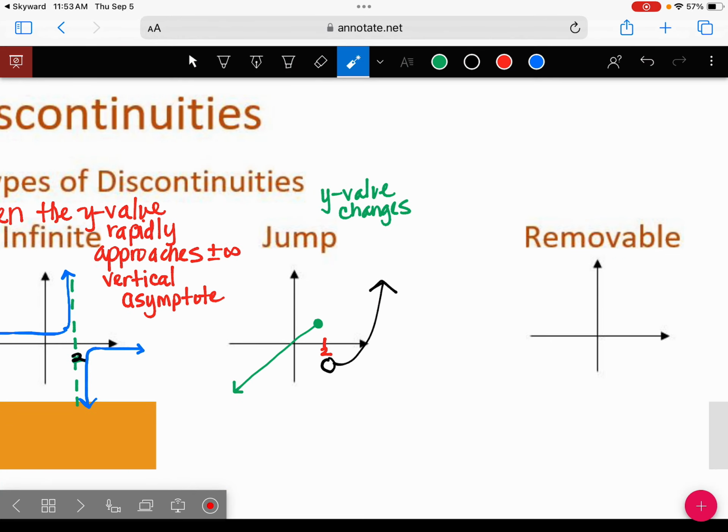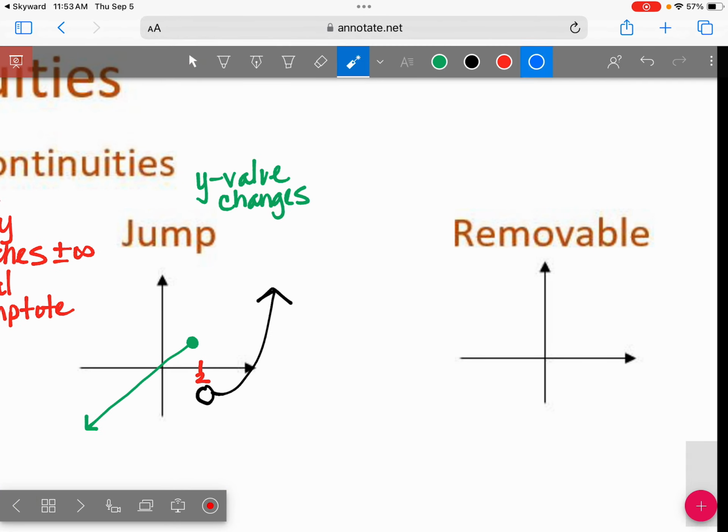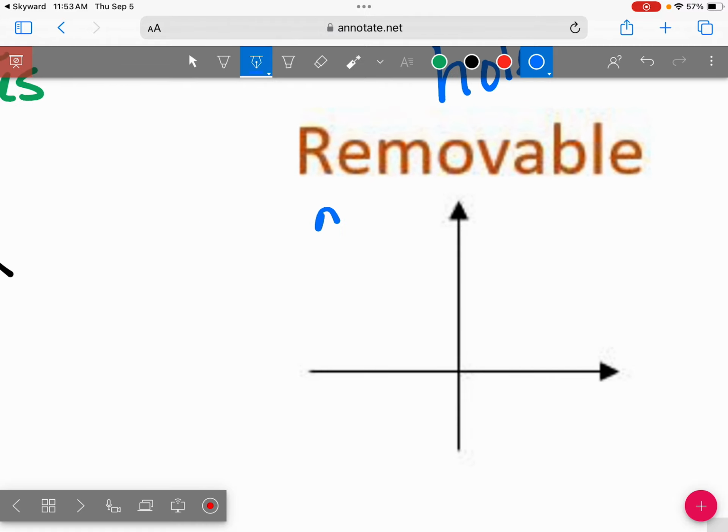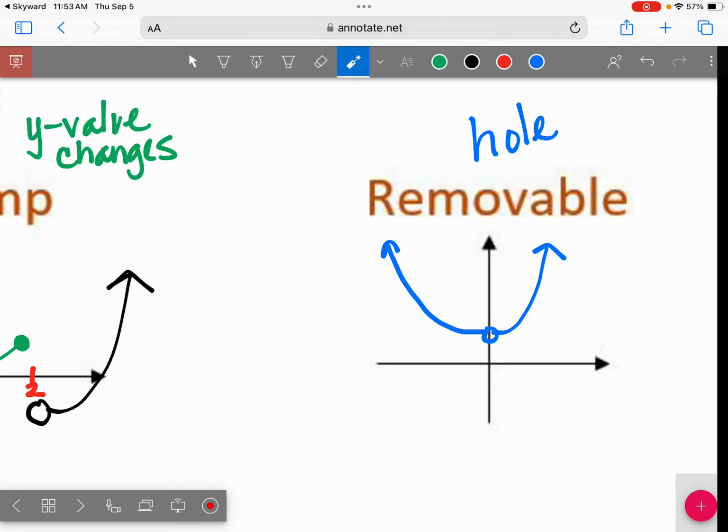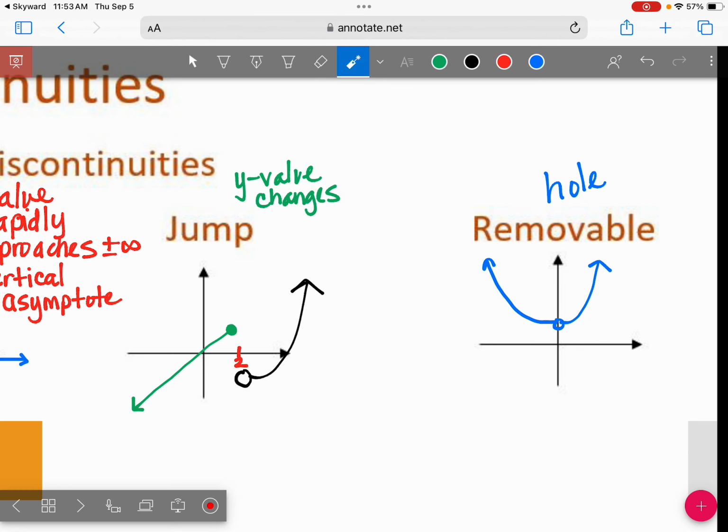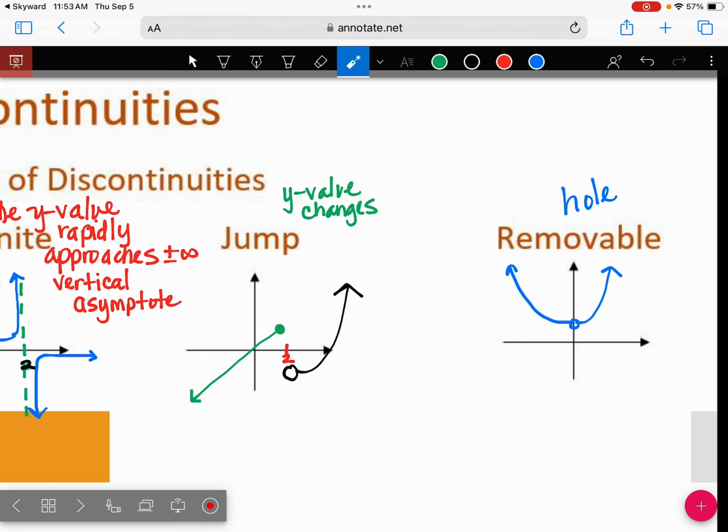And then the last one is when you have a hole in the graph. And it literally looks like a hole. So I'm going to draw, it's easier for you because you can actually erase, but I'm going to draw a parabola that has a hole. So here, it actually looks like a hole in the graph. Those are your 3 different types of discontinuities. So infinite, jump, and a hole.